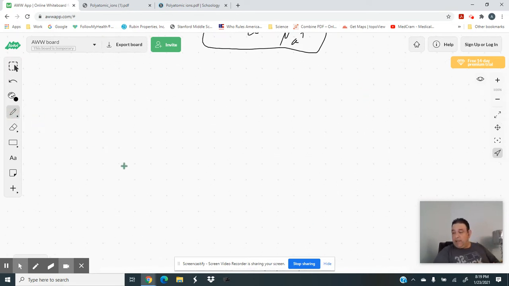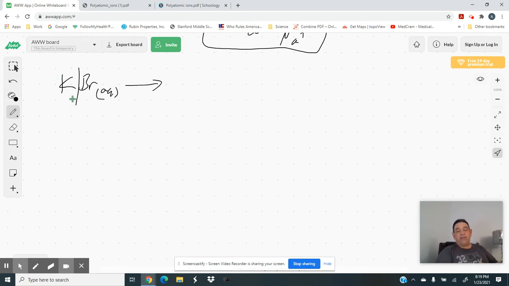Let's see. We said another one was KBr aqueous. And this is what your worksheet's going to look like. I'm going to give you KBr aqueous. What does it turn into? And so what you have to do is break it up into the two ions. Once again, this just has two elements, K and Br.